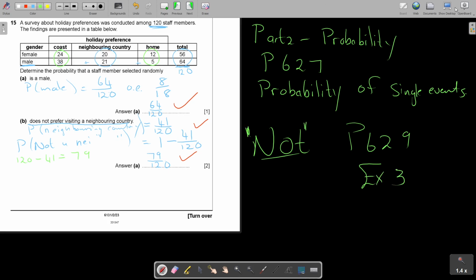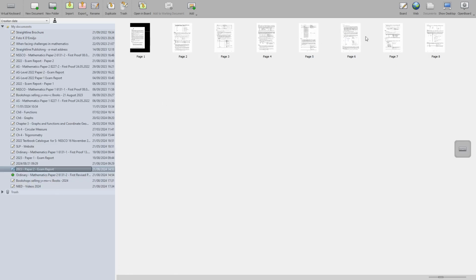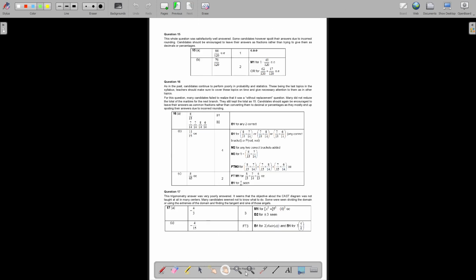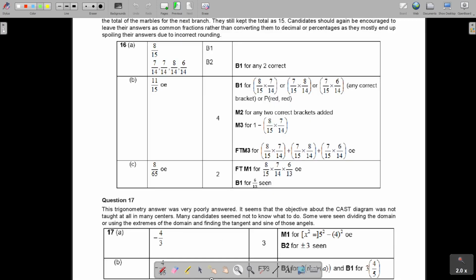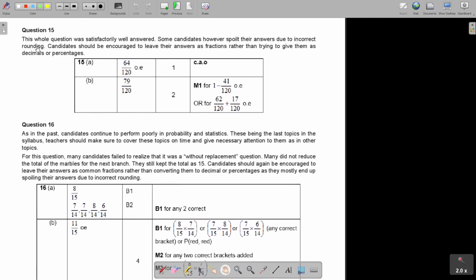Okay, but let's first go now to the exam report. Okay, so here I think it's question number 15. So it's the next page, question 15. Okay, so this whole question was satisfactorily well answered. Some candidates, however, spoiled their answer due to incorrect rounding. Candidates should be encouraged to leave their answers as fractions rather than trying to give them as a decimal or a percentage. So do you see they didn't simplify the fraction?